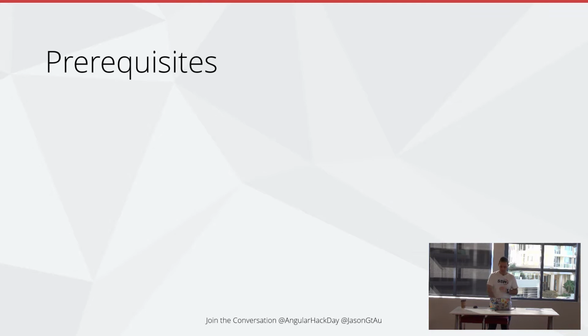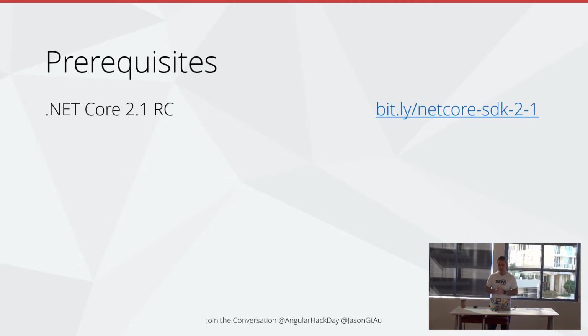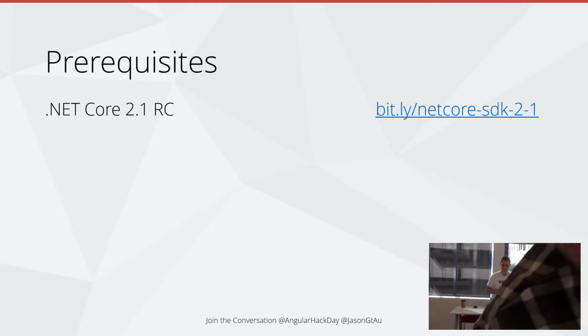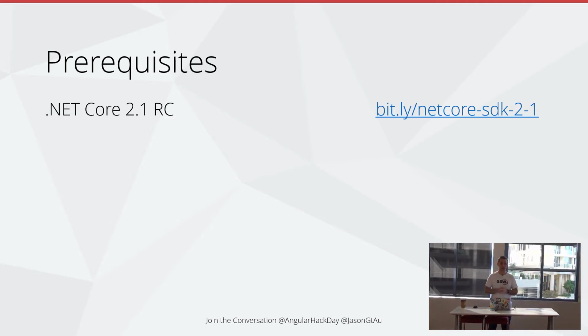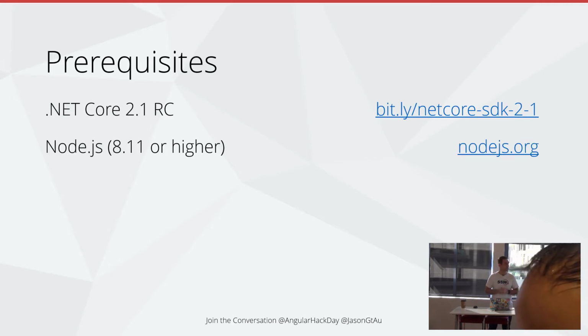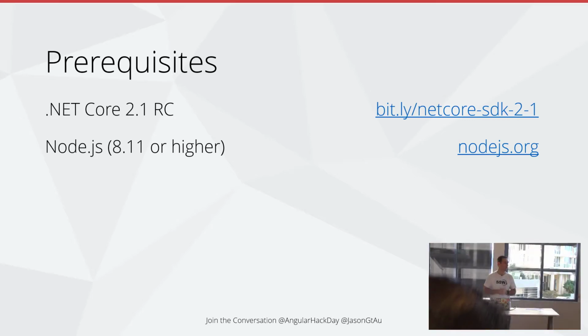So today, there's a couple of prerequisites you'll need for getting started. The first is .NET Core 2.1 release candidate. Now you can follow this link and download it here, and later on throughout the day you can come and see me and I can help you get started. The next thing you need, and pretty much the only other thing you'll need, is Node.js, so version 8.1.1 or higher. Now with those two things, you're free to build these single page apps using your favorite OS, so Windows, Mac, Linux, your favorite IDE, so Visual Studio, Rider, Notepad, whatever your preference is.